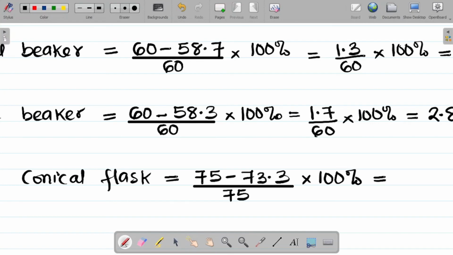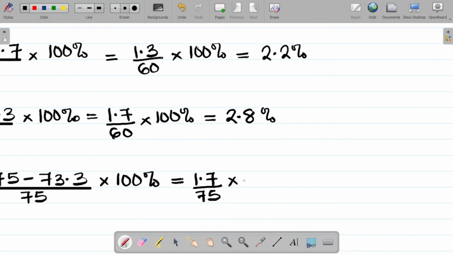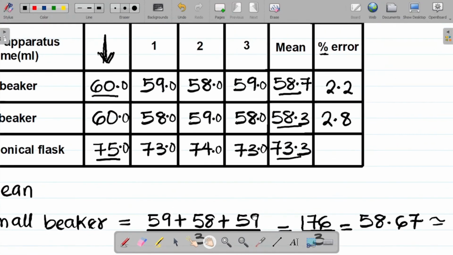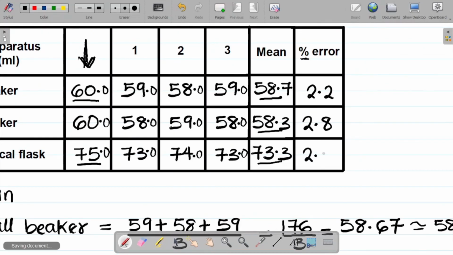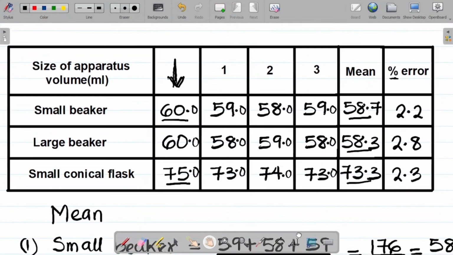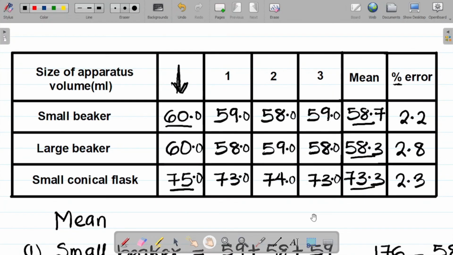So that's equal to 75 minus 73.3, which gives us 1.7. So I have 1.7 all over 75 times 100%. That's 1.7 all over 75 times 100, which is about 2.3%. That gives you 2.3 in one decimal place. So my answer here is 2.3%. I'll come back to my table and fill this as 2.3%. With this, I am done filling this table for experiment 1, measurement of volume.